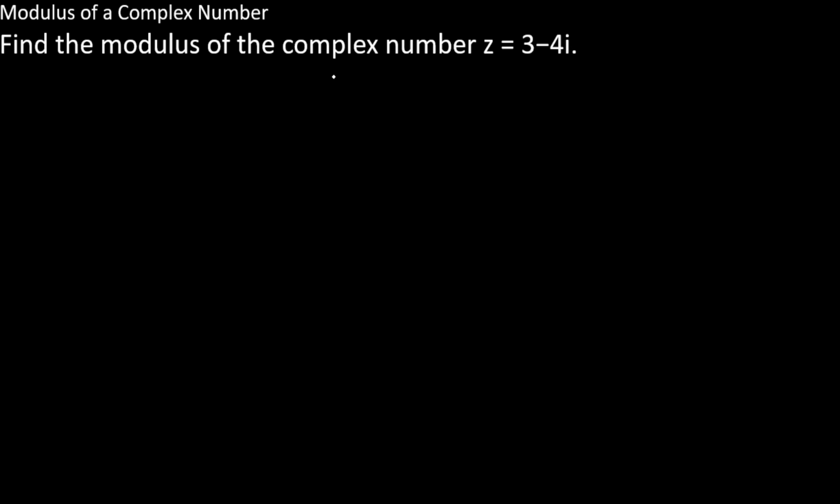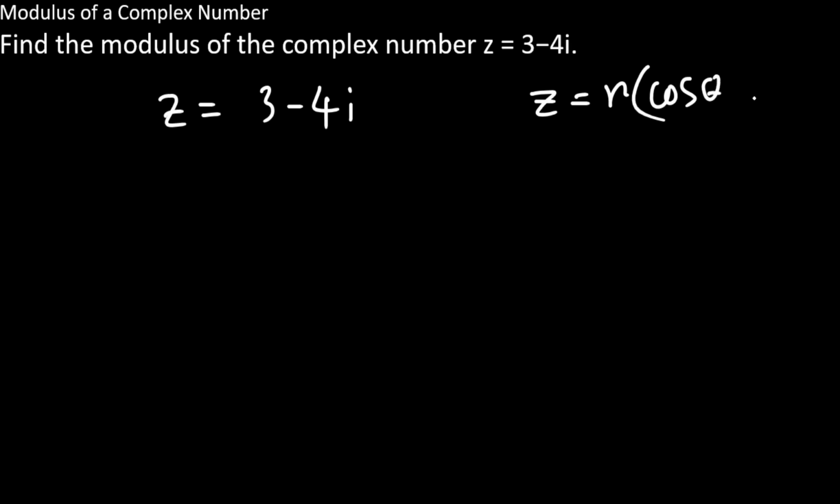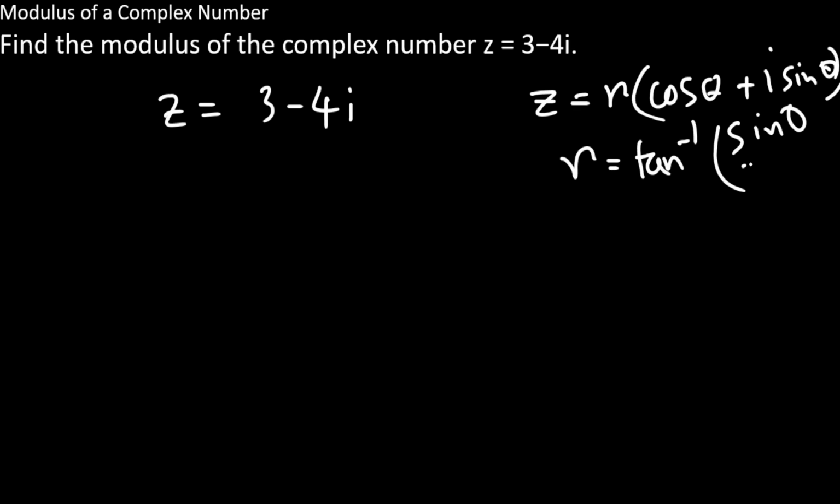Now come to another problem. Find the modulus of the complex number z equal to 3 minus 4i. So z equals 3 minus 4i. Here the normalized equation is z equals r times cos theta plus i sin theta. So this will be the normalized equation. Here r equals the modulus and theta equals tan inverse of sin theta over cos theta. So we need to calculate this way.